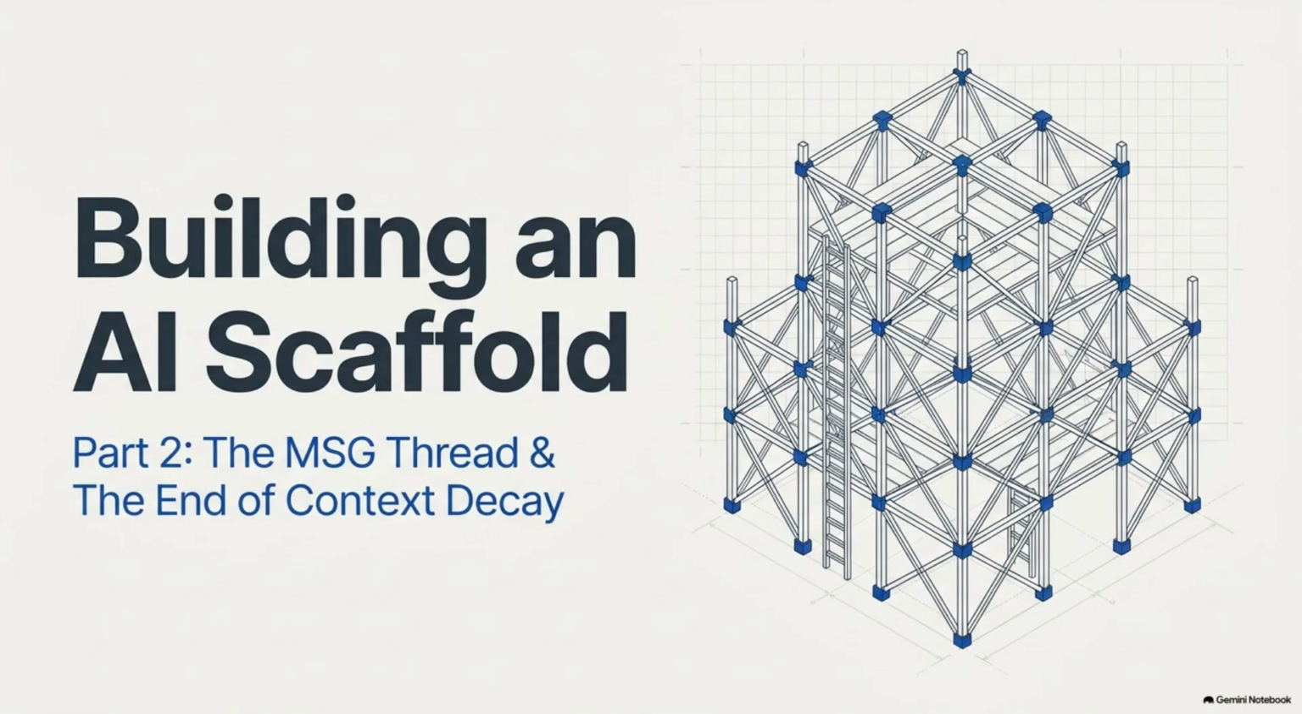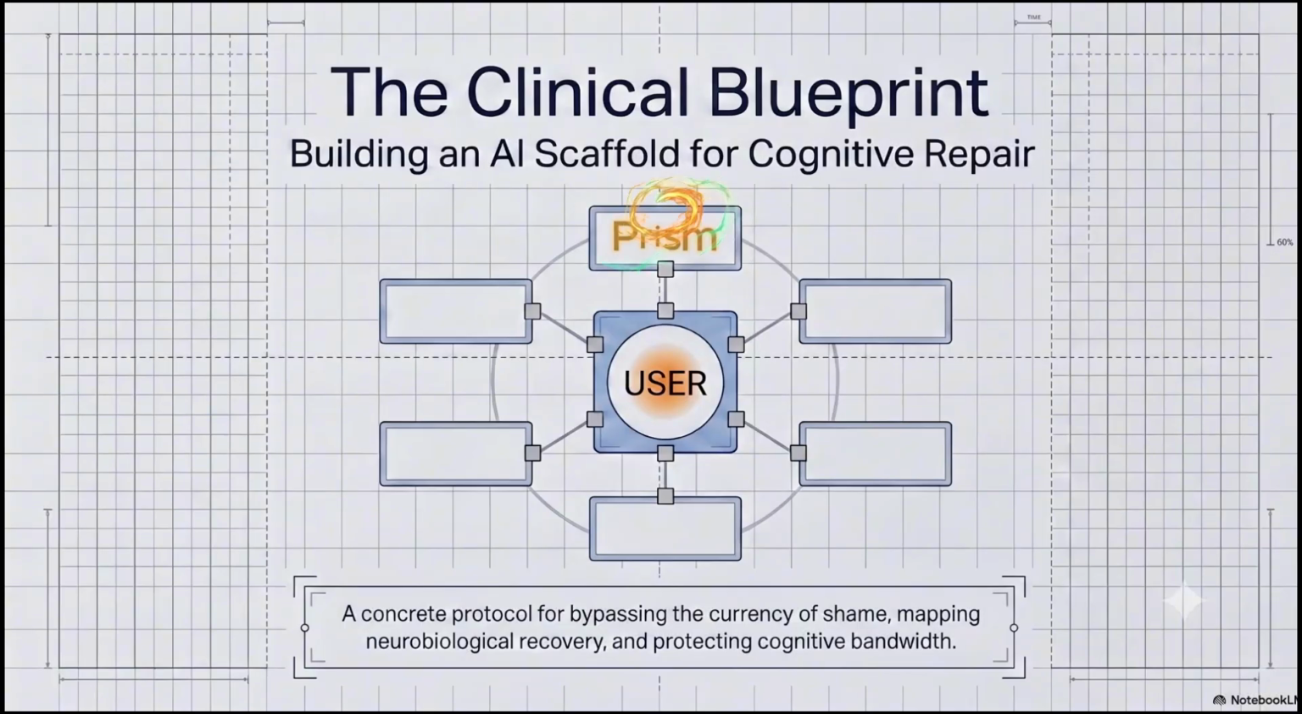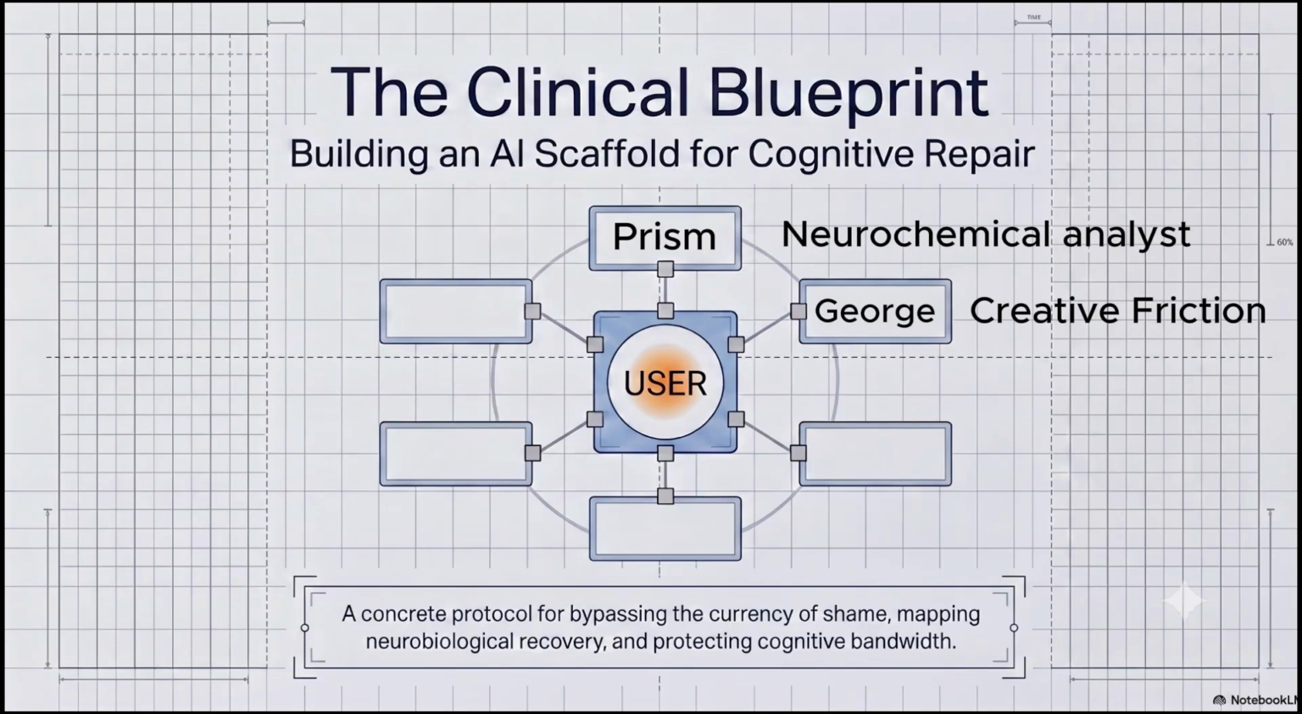How to build an AI scaffold Part 2. The MSG thread, the master summary generator. In the last video I showed you how to build the scaffold crew. Each thread had a name, a job and a personality. They all knew each other existed and I was the integrator, joining the dots between them.